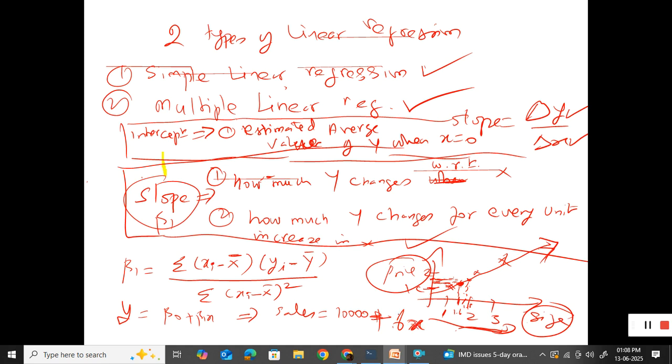x is your independent variable, in this case the advertisement spend. So if I spend 500, 6 into 500, if I spend $500 in advertisement, what is the estimated sales that I can get? 10,000 is your intercept and 6 is the slope value. This is the actual value of the advertisement spend. So 500 into 6 is 3,000. 3,000 plus 10,000, 13,000 sales you can expect.